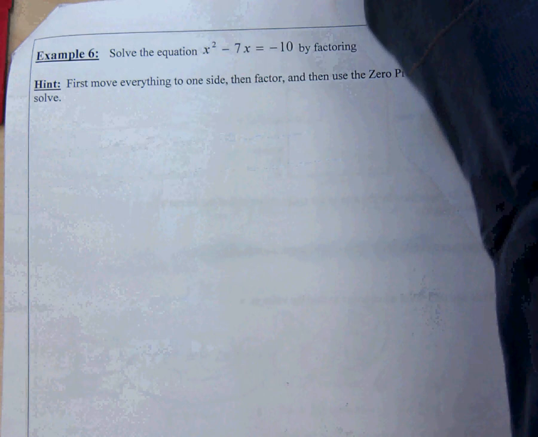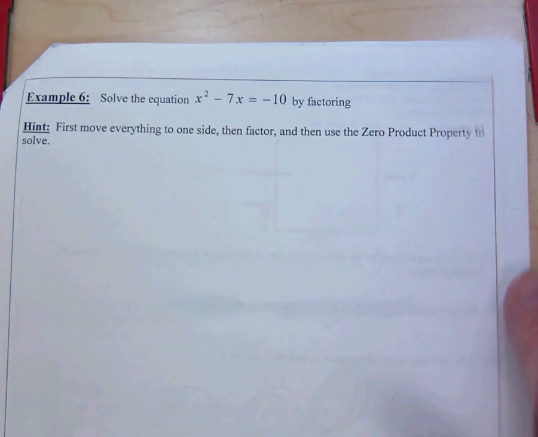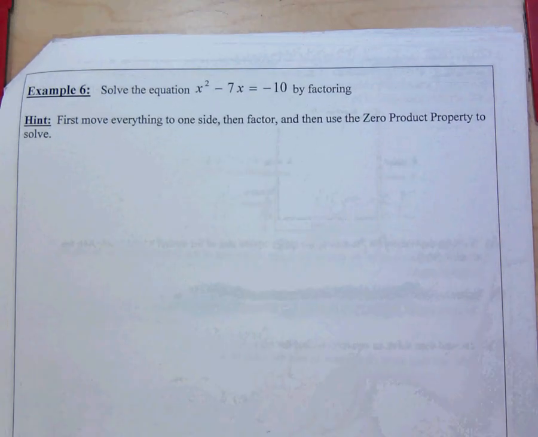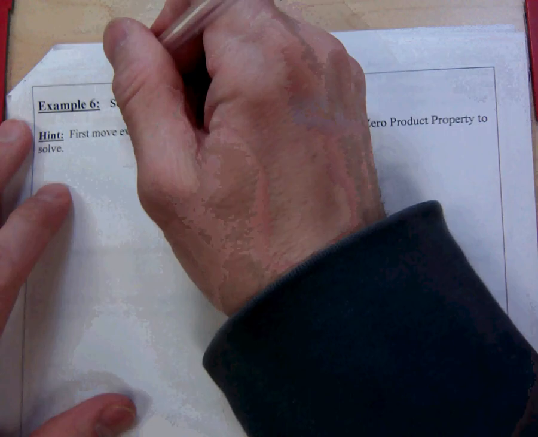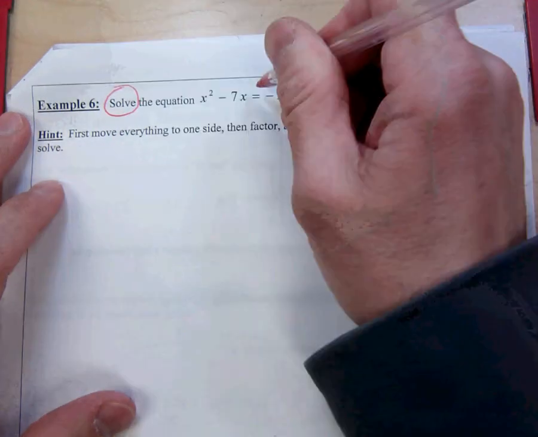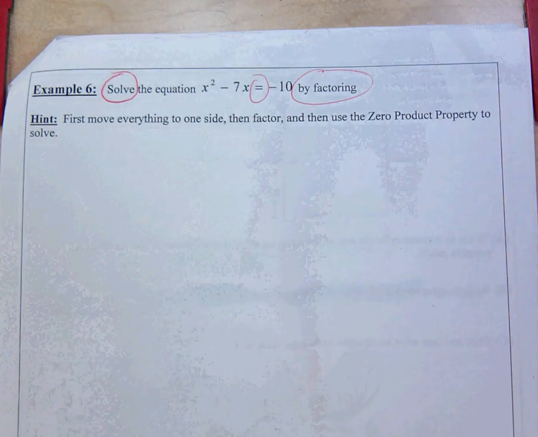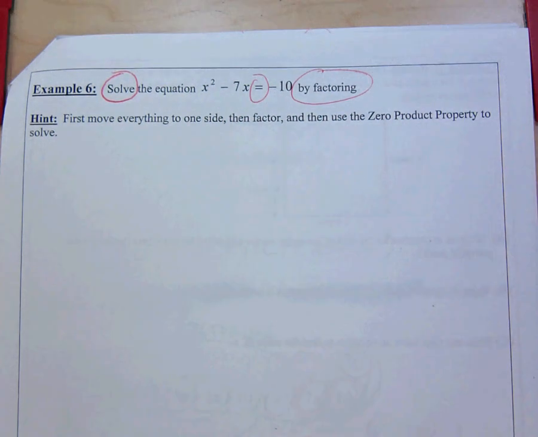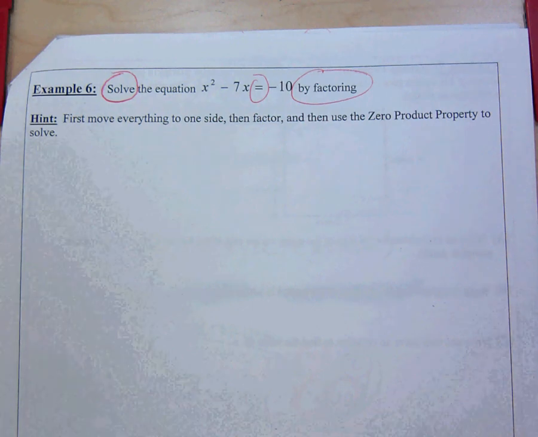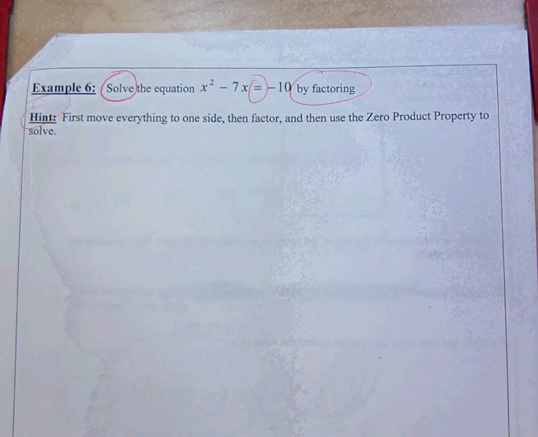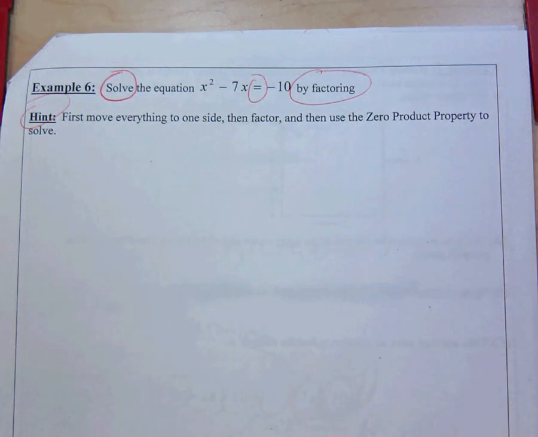Okay, now, 2 more examples. What's different about this example? It says solve and there's an equal sign, instead of just factoring. Very good. Which means after we factor, we got a little bit more work to do. That's all that means. Got it? No big deal. It's easy. All right, so, Steve, can you read my hint? First move everything to one side, then factor, and then use the zero product property to solve.